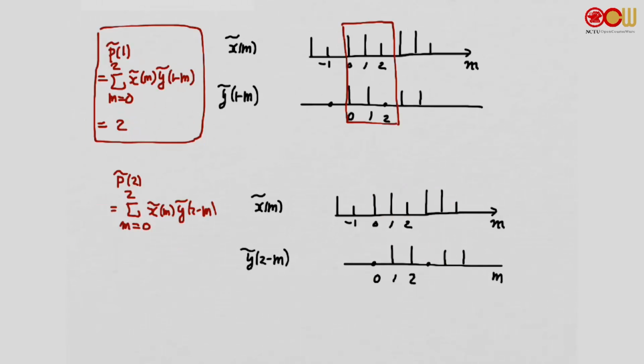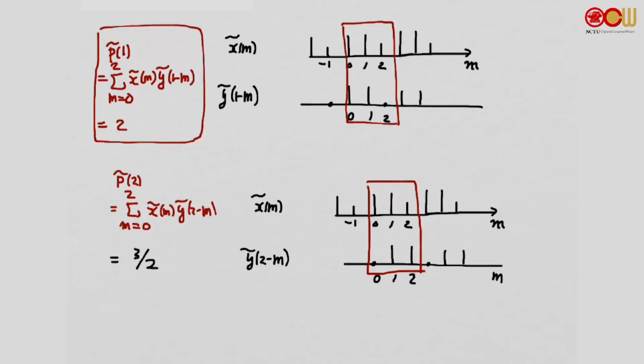Similarly, let's compute p tilde 2. Then we have x tilde m and y tilde 2 minus m from 0 to 2. Here's x tilde m, we copy it here. And for y tilde 2 minus m, we shift y tilde 1 minus m by 1, and then we get y tilde 2 minus m. Then we multiply these three samples and these three samples together and sum them up, and we get 3 over 2.